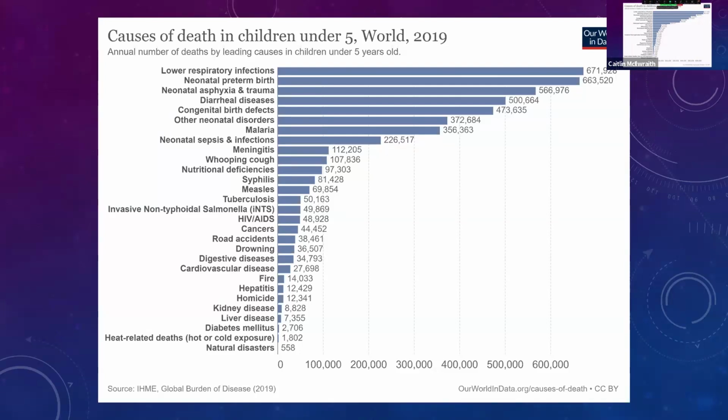So you can see that infection is the number one thing globally. So infection for children, and there's a number of different infections that you can see down the chart on the left-hand side. So things like malaria, neonatal sepsis, meningitis, whooping cough. There's loads of infections that are causes of death for children. So that's an important point there.